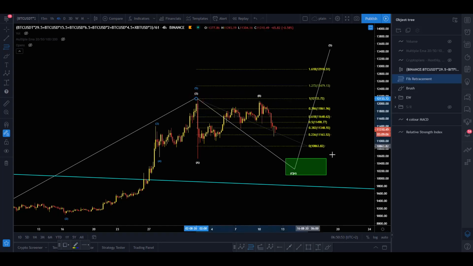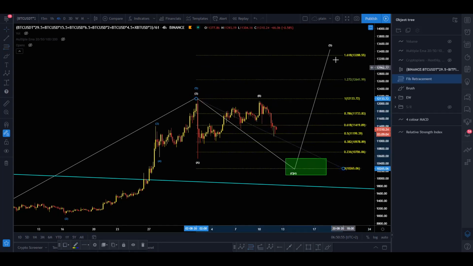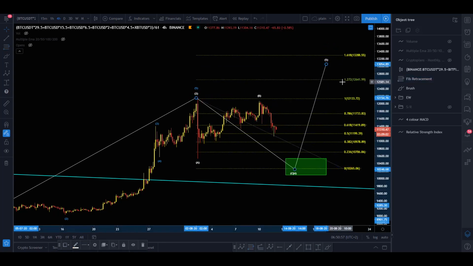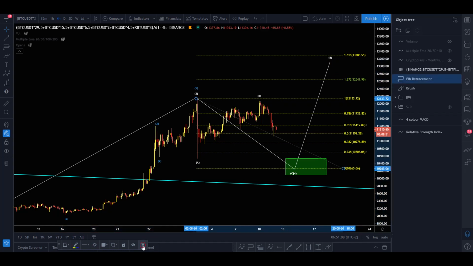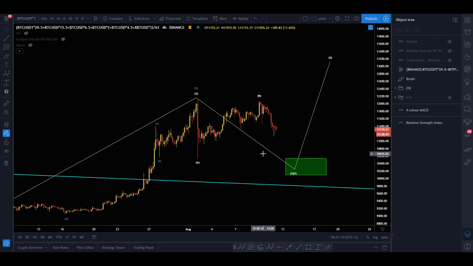After that, let's see, then target for 5 would be somewhere between 12.6 and 13,300, but could easily extend. You know, when Bitcoin is bullish, then it can just keep going and going. That is the possibility.